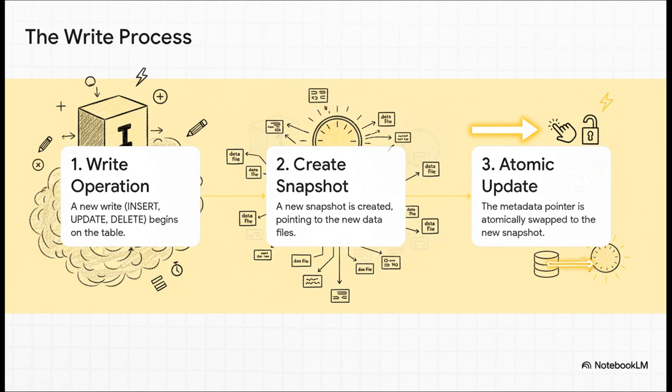Instead, it writes brand new data files and then creates a new snapshot that represents the table's new state. And then comes the final, most important step. It does an atomic swap of a single pointer in the metadata to point to this new snapshot. That one tiny, instantaneous change is what makes everything so safe and fast for everyone reading the table.